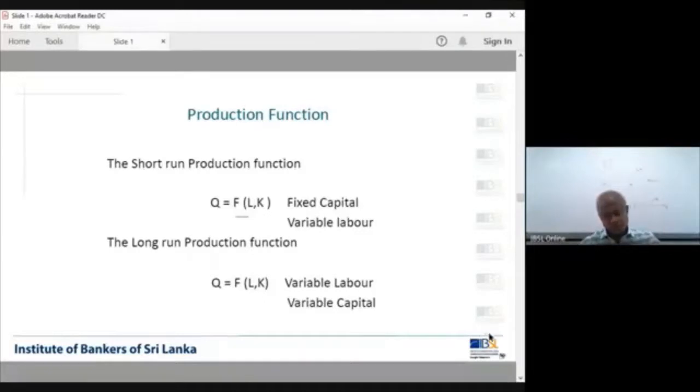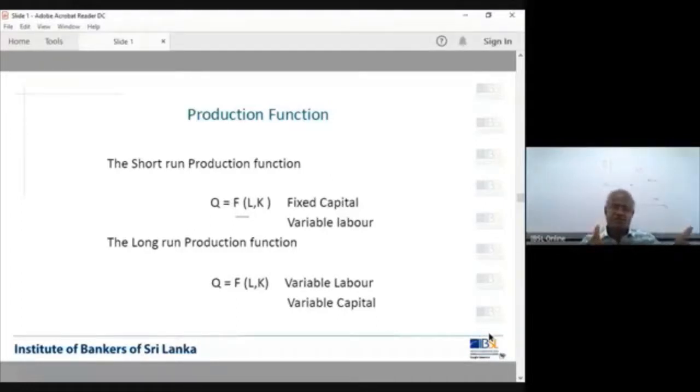In the short run, assume that today you start a self-employed business. You can hire any number of workers, but you have only 2 computers. You can't get a bank loan; the bank manager will not give money to buy computers on the day you start. So you can have enough labor, any number of workers, but in the short run one of the factors of production is fixed. In the long run, all are variable. That is the difference between short run and long run.